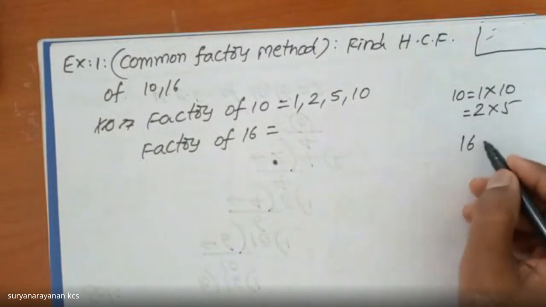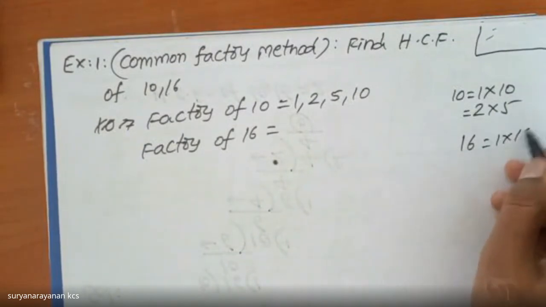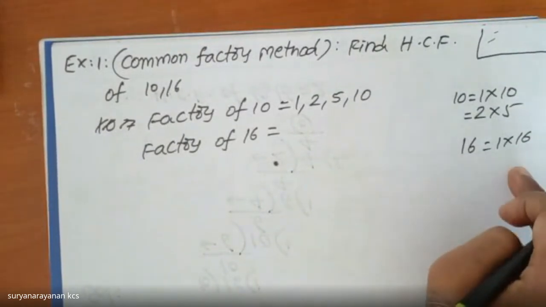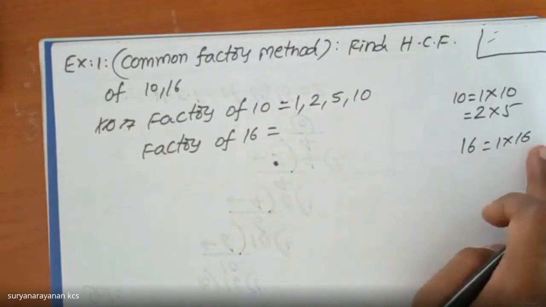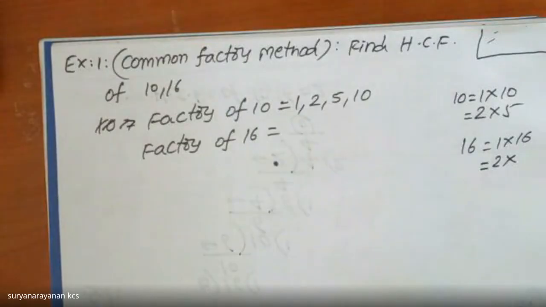Now, how do you find the factors of 16? First, we start with the one table. One table, 1 into 16. Next, we take the two table, 2 eights are 16. Don't go to the highest number directly.